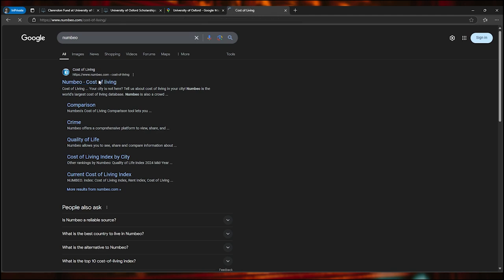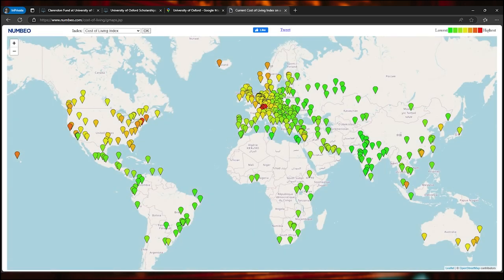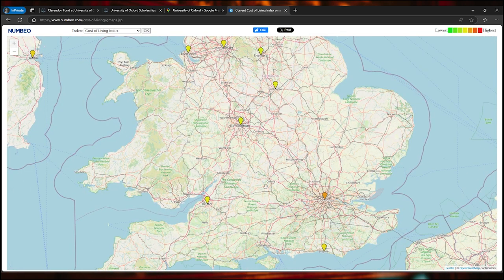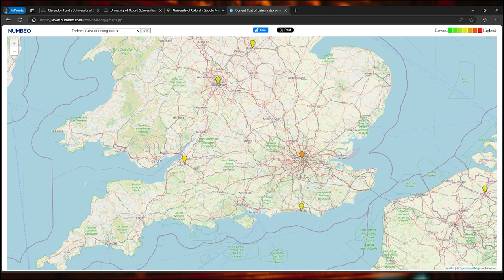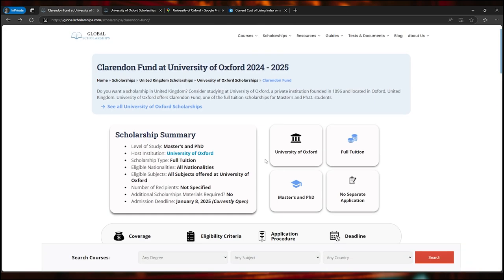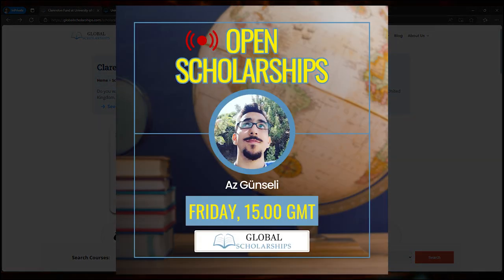Let's see if we can get an actual number about Oxford. I'm not sure, I don't think we would. Oxfordshire, so this is where Oxford is. Of course, London is very expensive. Other places quite close by, Bristol and Birmingham, are not that expensive, but Oxford would be kind of a special case in this context. So yeah, this is the Clarendon Fund at the University of Oxford, 2024 and 2025.